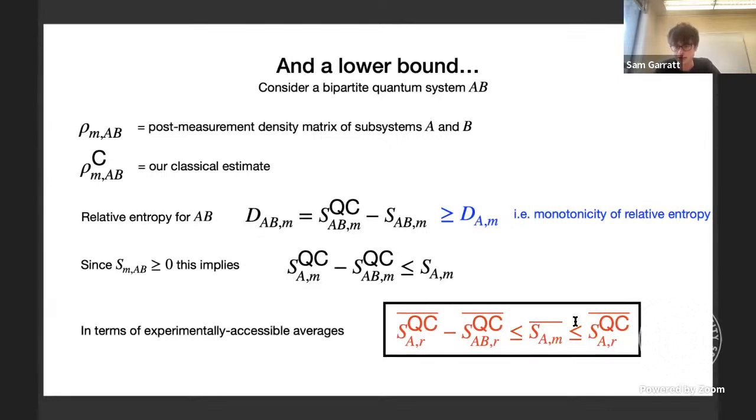What these two bounds are telling you is that if you care about the entanglement entropy of a subregion A, and you're able to identify a region B such that AB is almost pure, such that this SQC of AB can be made very small, then you can determine the post-measurement entanglement entropy without post-selection.